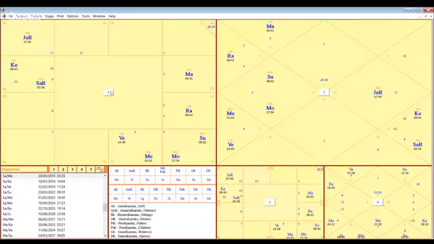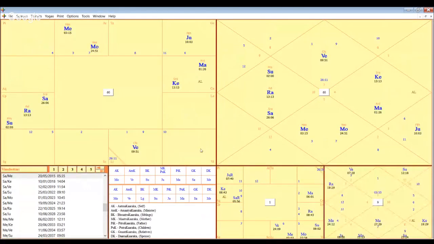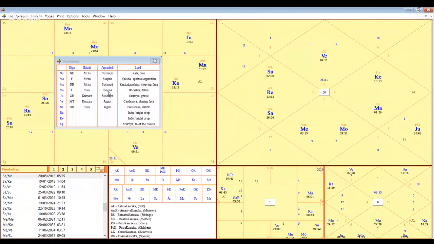That way, if you like looking at the southern version of the chart, you can do that too. My preference is the northern version of the chart. So if you look at this particular chart, I want to give you an idea of rectification.